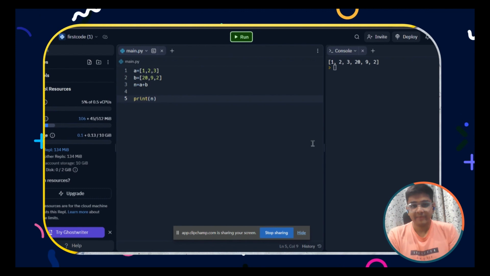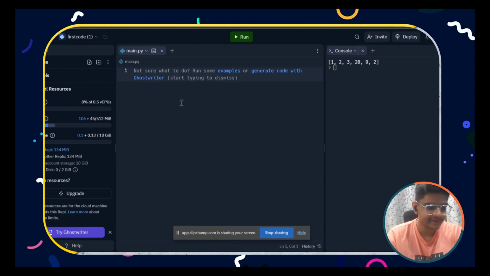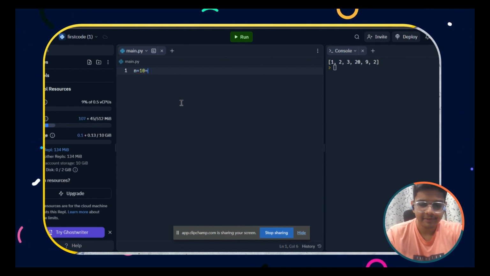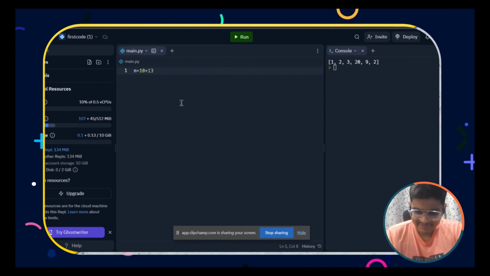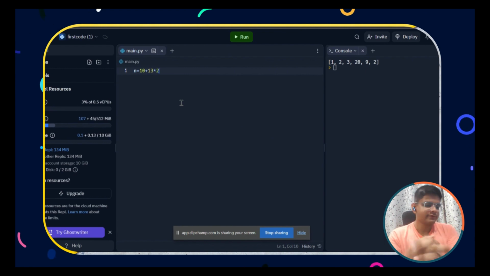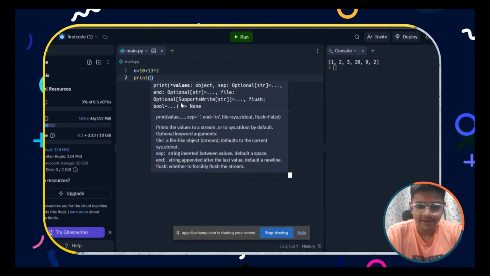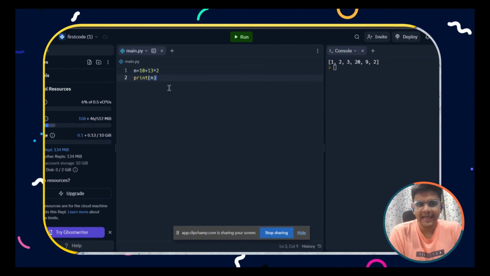Now let's try some expression. Okay. What type of expression was I telling you? Let's see that. n equals, let's write 10 plus 13 multiplied by something. I just like the second number, so 2. Okay. Print n, of course. Okay, print n. After that, what will be the answer?